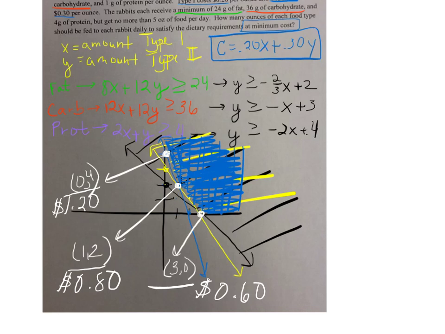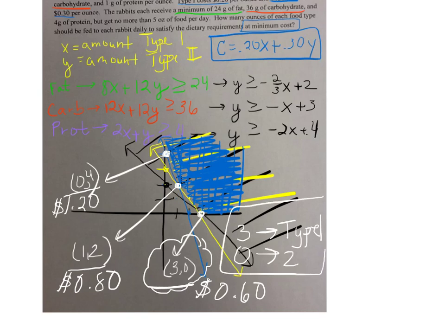So I want the smallest amount of cost. So what that means is I want 3 ounces, so here's the big winner of the problem here, 3 ounces of type 1, and 0 ounces of type 2. Okay, so there's my crazy answer to the final problem.